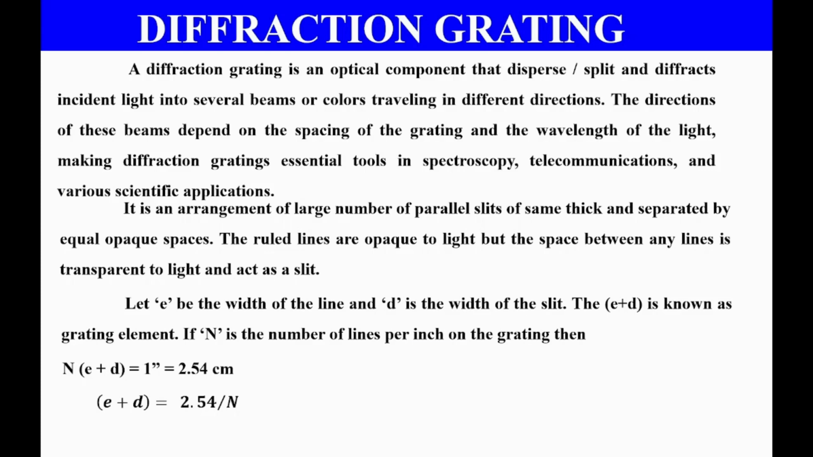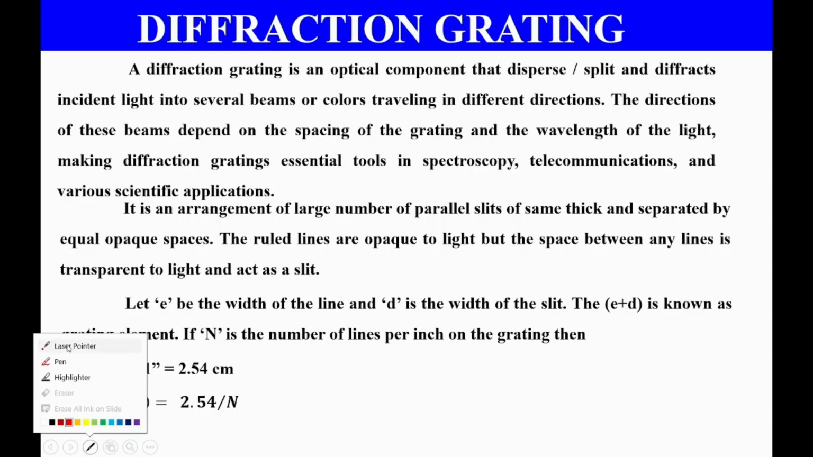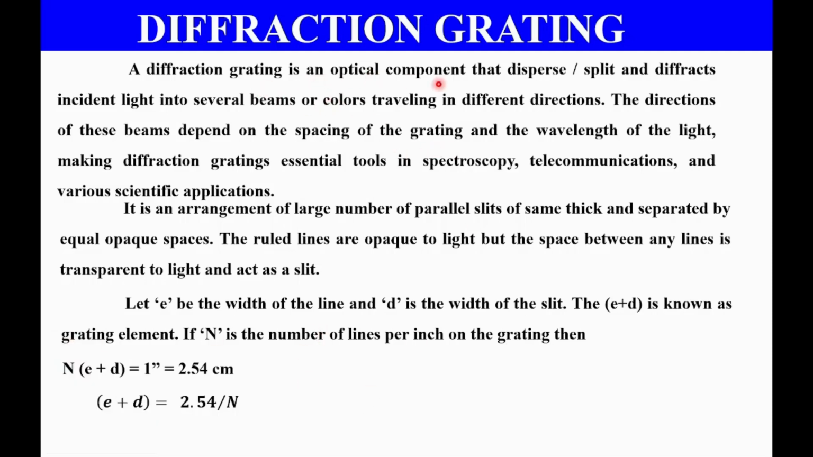In today's session, I am going to explain diffraction grating. A diffraction grating is an optical component that disperses, or splits and diffracts, the incident light into several beams or several colors, and these colors travel in different directions. The directions of these beams depend upon the spacing between the grating lines and also on the wavelength of the incident light, which makes diffraction grating a very essential tool in the areas of spectroscopy, telecommunications and various scientific applications.